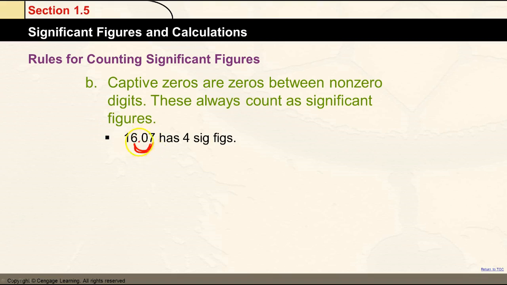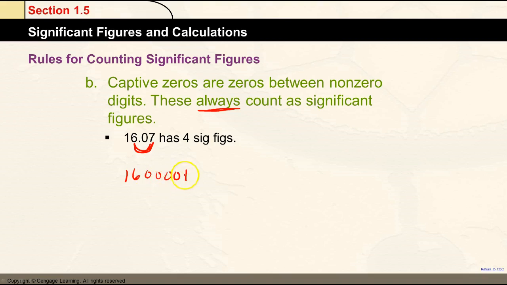So this 0 here is in between the 6 and the 7. These are always going to be significant. So this one would count, the 0 would count, so we'd have 1, 2, 3, 4 significant figures for this number. You can have more than 1 sandwich 0 or more than 1 captive 0.